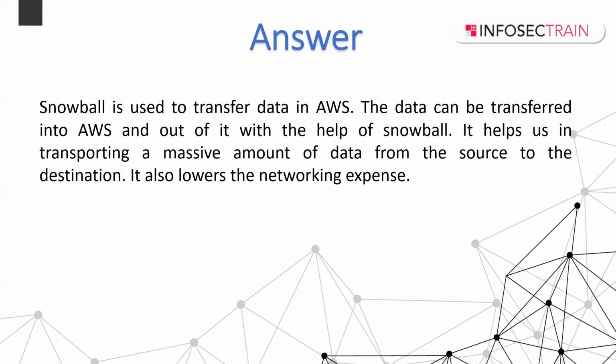Now, if you talk about Snow family service models, it comes with Snowcone, Snowball Edge Storage Optimized, then we have AWS Snowball Edge Compute Optimized, then we have Snowmobile. So if we talk about Snowcone, it can move data around 8 TB. If we talk about Snowball Edge Storage Optimized, it provides you storage up to 80 TB. And if you talk about Compute Optimized, it will give you around 40 TB.